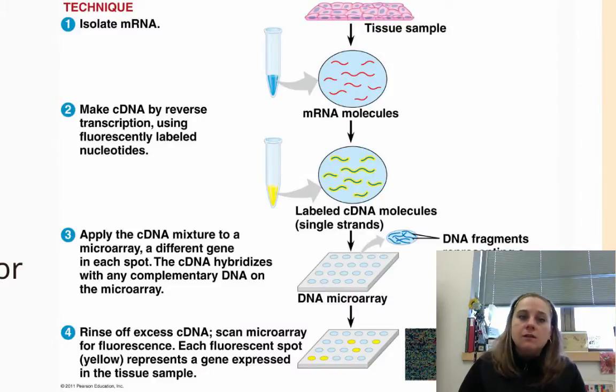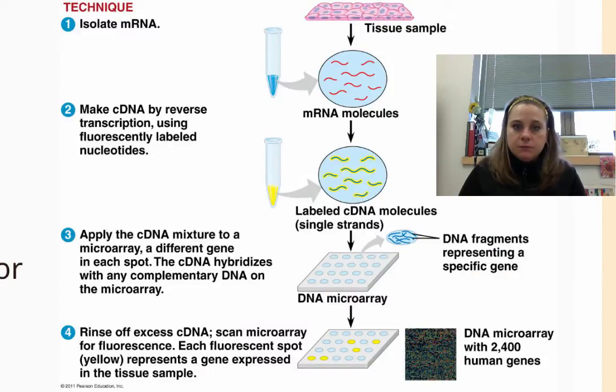So here's the technique. You isolate mRNA from the tissue sample. You make copied DNA by reverse transcription. So if I have the mRNA, I know what the DNA is, right? Apply that cDNA to a microarray with different genes in each spot. It's going to hybridize with any of the complementary DNA on the microarray, and you rinse it off and scan it for fluorescence. Each spot where it fluoresces represents a gene that's being expressed in that tissue.